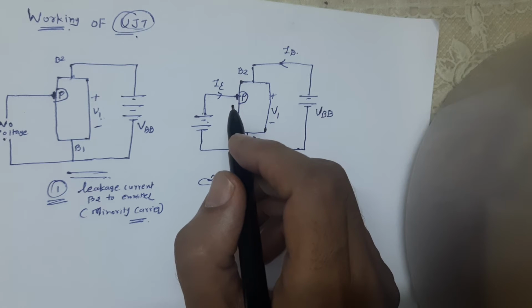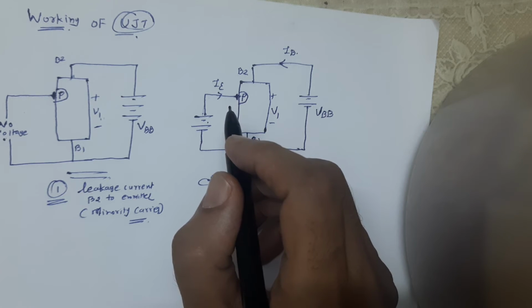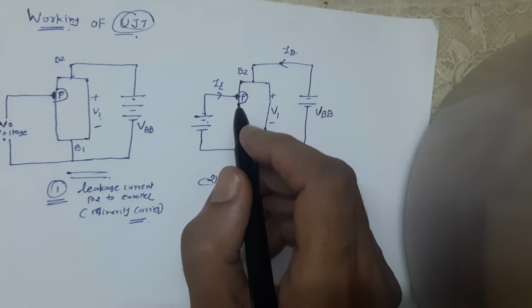This accumulation of holes in the emitter to B1 region results in a decrease of resistance in this section of the bar. The result is that the internal voltage drop from emitter to base 1 is decreased and hence the emitter current IE increases. As more holes are injected, a condition of saturation, that means switched on, is reached.